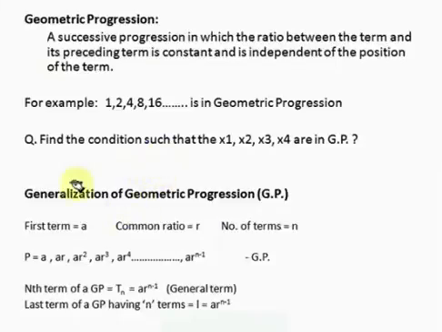No matter whatever the position of the term, if we take the ratio of the term and its preceding term, if it is a constant all throughout the series, then we term the progression as a geometric progression. Let's see an example. 1, 2, 4, 8, 16 is a geometric progression.